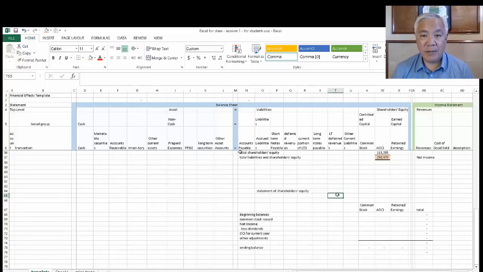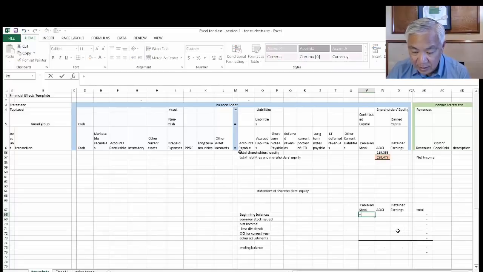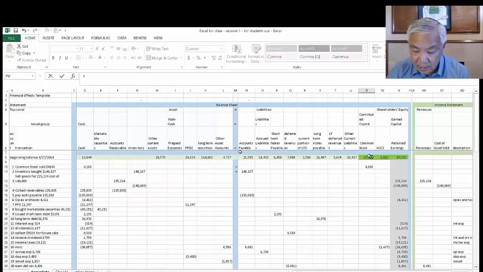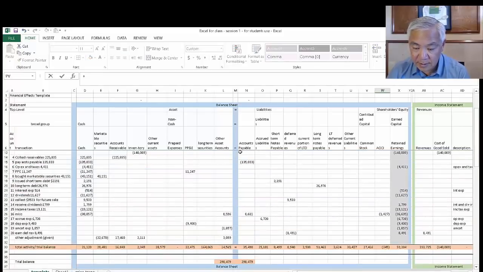All right. So now we can do the statement of shareholders' equity. And here's just a layout of the statement. We have the four categories: common stock, AOCI, accumulated other comprehensive income, retained earnings. And then we have the changes that occurred this year. We'll start with the beginning balance, ending balance. And in the middle, we show common stock issued. We show net income for the year, dividends, and any adjustments. So let's start with beginning balances. Common stock is at the very top, is that number. AOCI is this number.